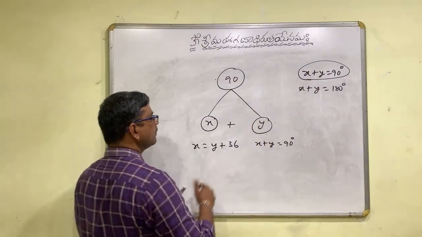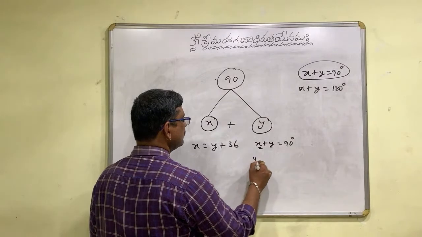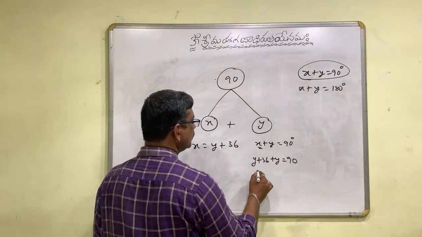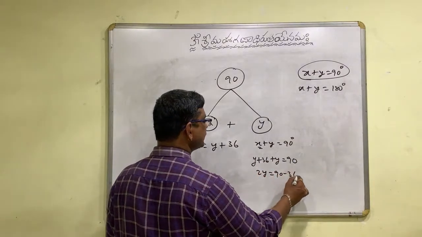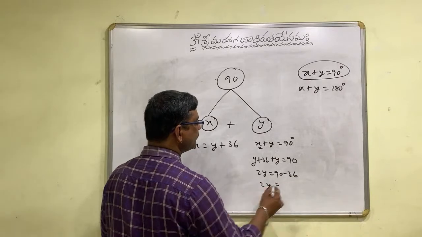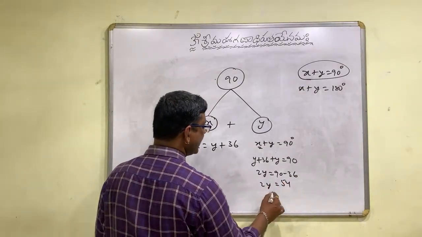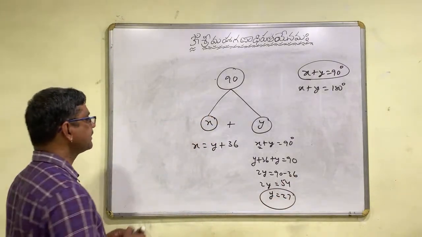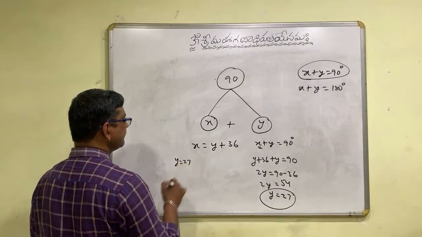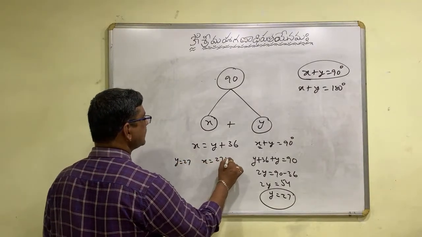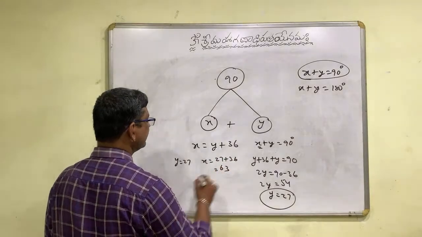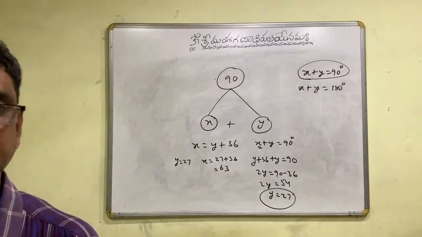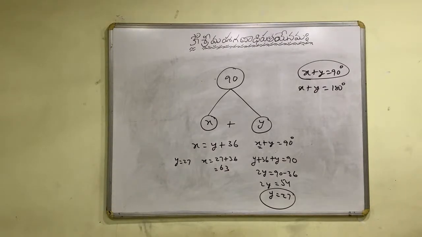Now substitute this value in the place of x. y plus 36 plus y is equal to 90. 2y is equal to 90 minus 36, so 2y is equal to 54. y is equal to 27. So one angle is 27, and its complement is 27 plus 36, that is 63. We know that 63 plus 27 is 90. Did you understand?